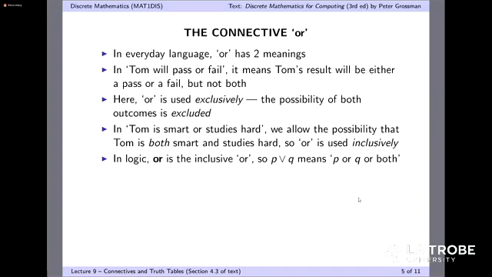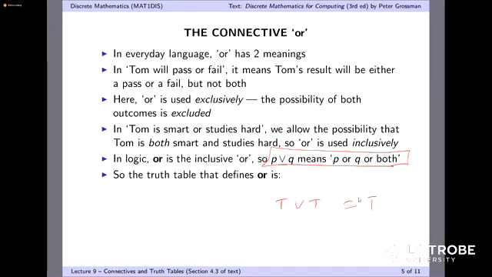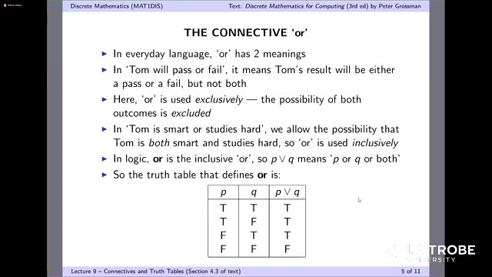Okay. So in logic, "or" is inclusive. So P or Q means P or Q or both. But we would stick with the exclusive definition. However, if you want the inclusive definition, if you want to include both, you can do that as well. So what that means is, if I have true and I'm connecting with true, then it's a true value. Both are possible. That's what I meant. So here is the truth value. Tom is smart or studies hard. Both are possible.